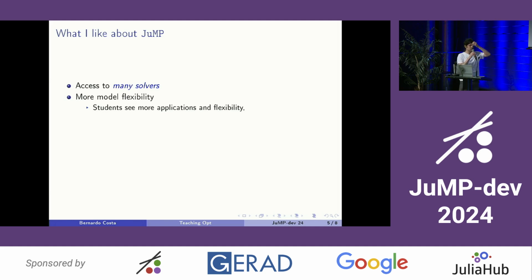So now JuMP. First thing is that if you have CVXPY, you're probably restricted to convex optimization problems, and sometimes mixed integers in some very simple way. JuMP doesn't have that restriction. You can put everything, so you can put all the models you want. And students can see immediately that they can do a lot more applications, because they don't have to think, oh, is my model going to be convex? No, they just write whatever they want.